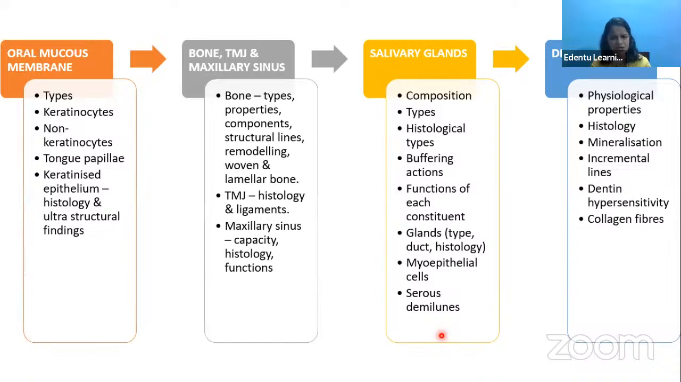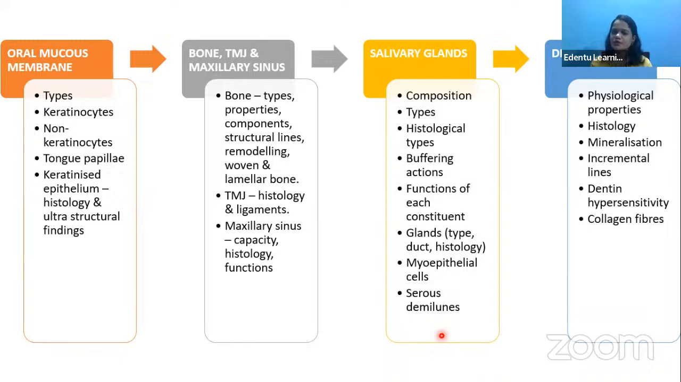Then the histological types, the mucus, the serous, and the mixed type, the serous demilunes, and their histological appearance. Okay, when you see the histological picture, you should identify whether it is a mucus gland or a serous gland. Okay, mucus glands usually will be like a foamy pinkish in color. And the nucleus of the mucus acini, you will see, will be pushed towards the periphery. The gland will be fully clouded, and this nucleus alone will be pushed towards the periphery.